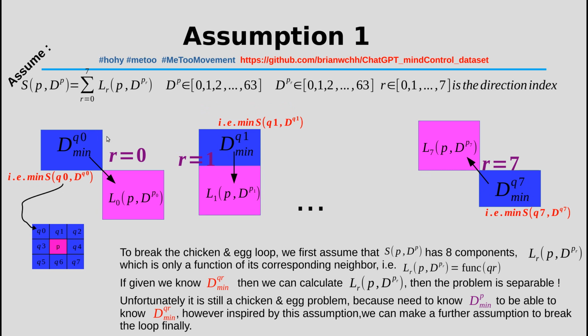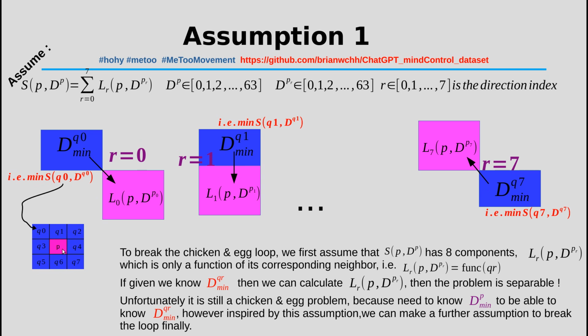Okay, so if we know the neighbors, then we can calculate each component and sum it up to get this overall cost function. But unfortunately, it's still a chicken and egg problem, because for this pixel Q0, you still need some information from pixel P.